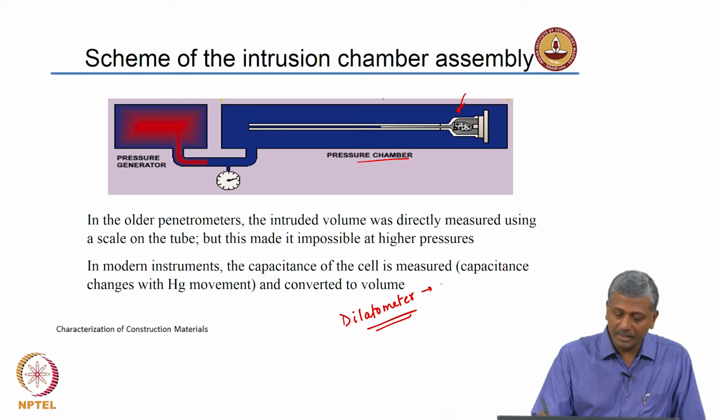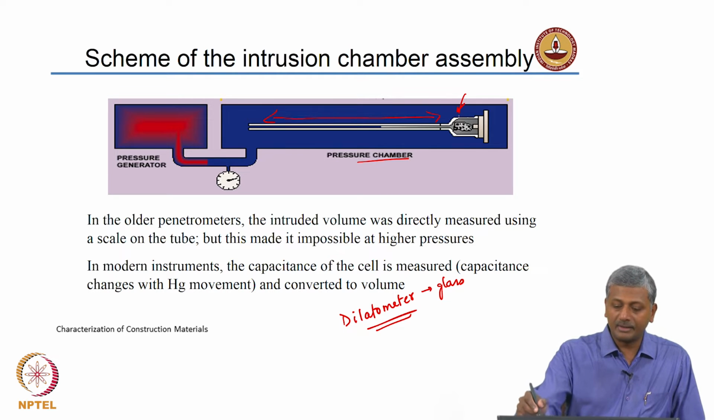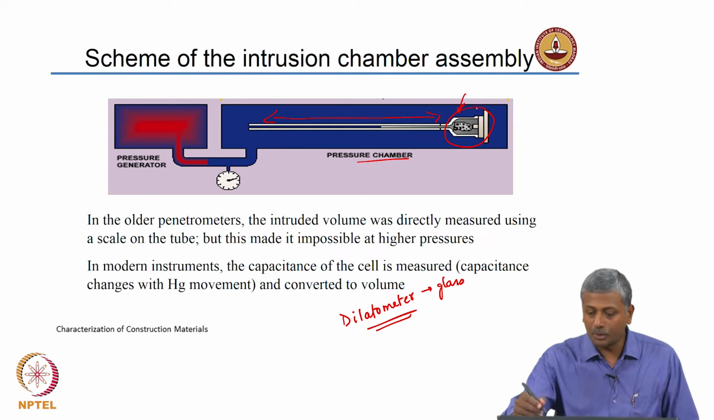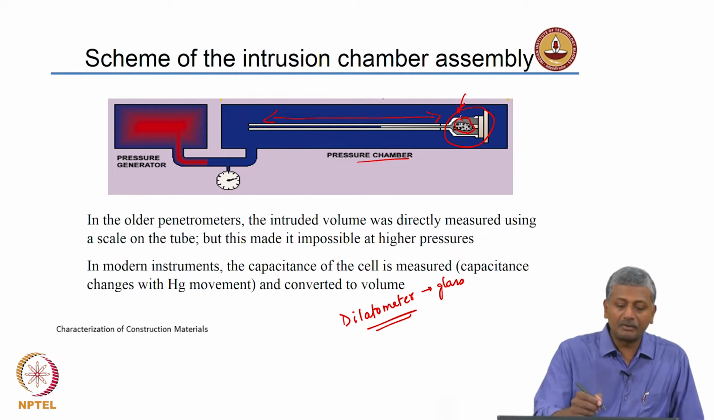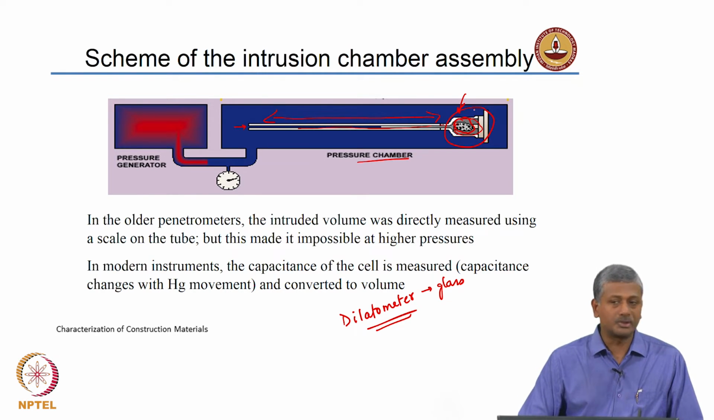It is made with glass and it has got a capillary tube on one side, and on the other side it has a cylindrical sample holder. So, you put your sample, porous material, inside the sample holder, and in the beginning of the experiment you will fill up the entire tube as well as the entire container which is inside with mercury. So, that is your zero volume intrusion case.